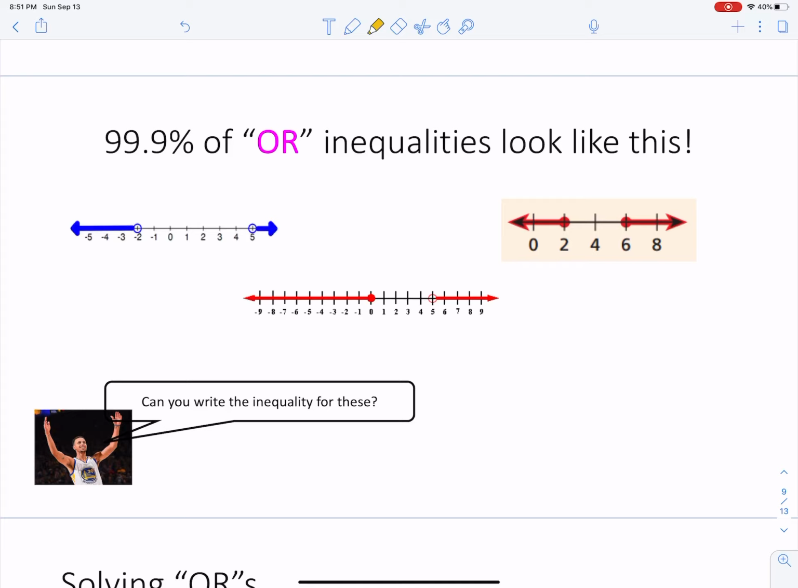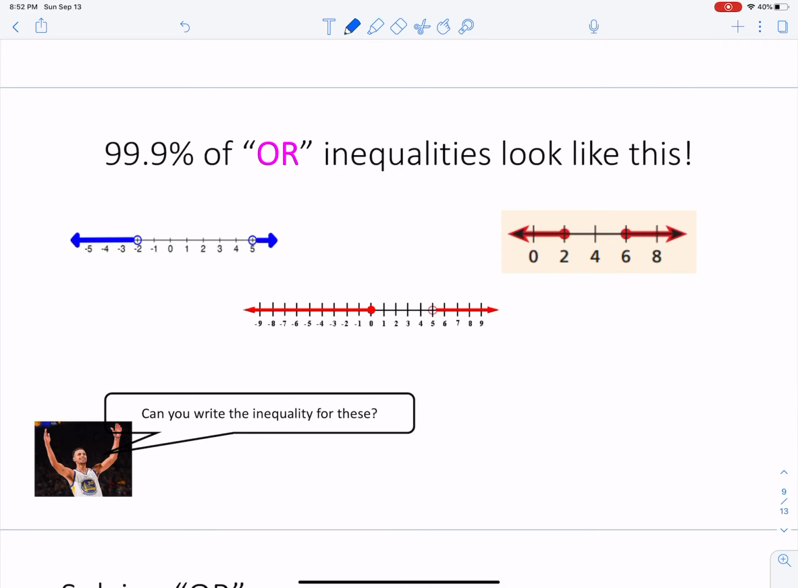And Steph again is asking you to write these down. So why don't we go ahead and do this? We will use y. So y is less than -2 or y is greater than 5. This one is y is less than or equal to 2, or y is greater than or equal to 6.